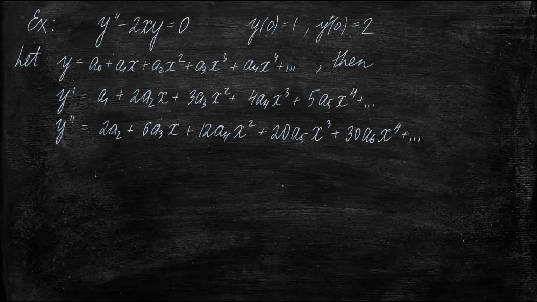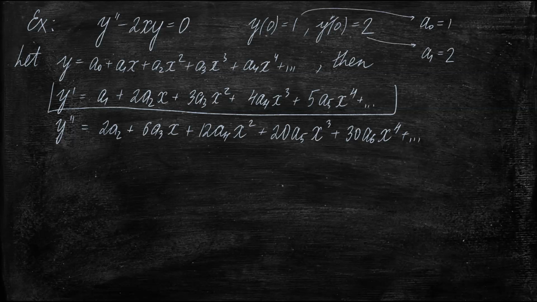Now y of 0 equals 1 means a0 is equal to 1, and y prime of 0 equals 2 means a1 is equal to 2, because if you plug in 0 into here, everything but a1 will disappear, so a1 must be equal to the output of the function at 0.